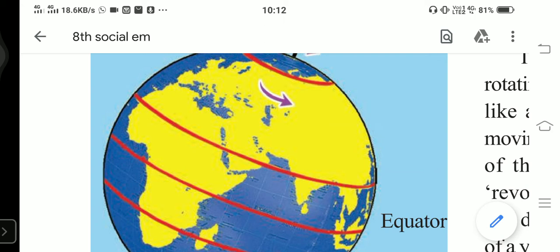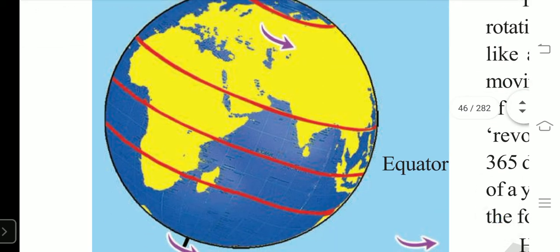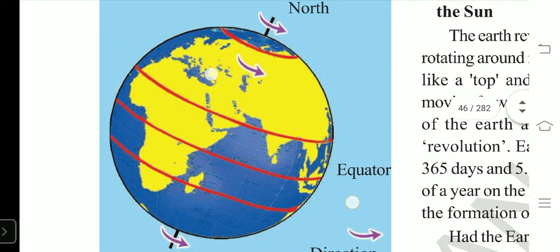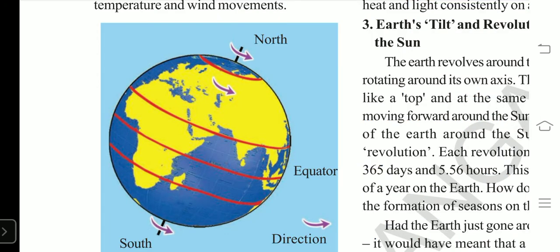So the rotation of the earth is also one important factor for the existence of life. If earth does not rotate, there won't be life. Understand? And there won't occur day and night. So you will be asked a question: what would happen if earth does not rotate?